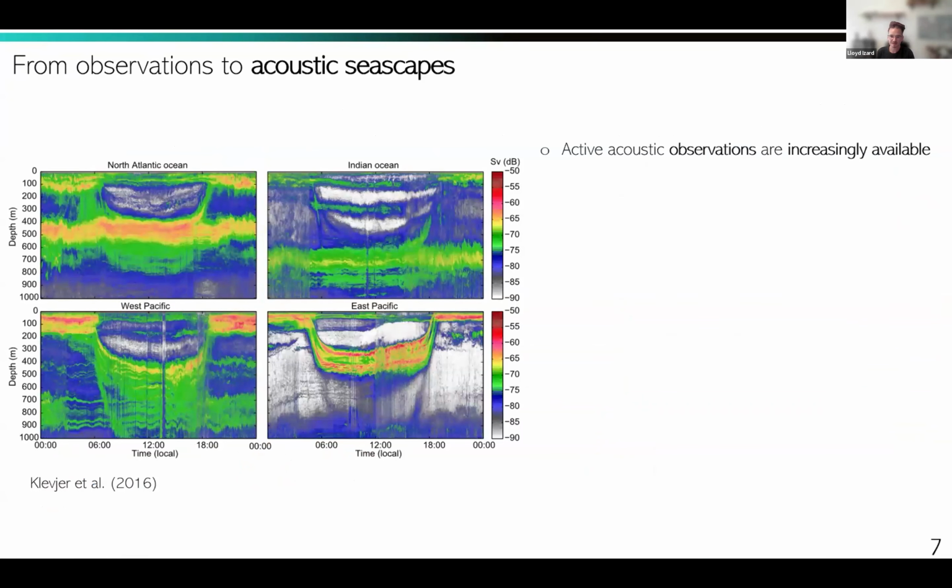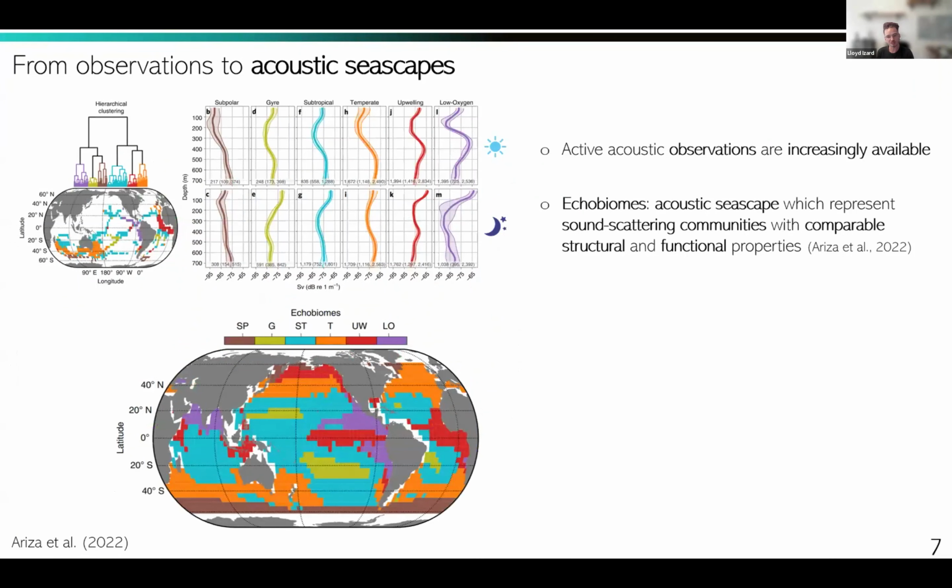Over the last decades, again, there has been a growing number of acoustic observations that have allowed us to describe acoustic seascapes in major sectors of the global ocean, as you can see here on this image from Clefger and collaborators. From such signals, and at global scale, the notion of echo biomes was recently introduced, which are acoustic seascapes representing sound scattering communities with comparable structural and functional properties.